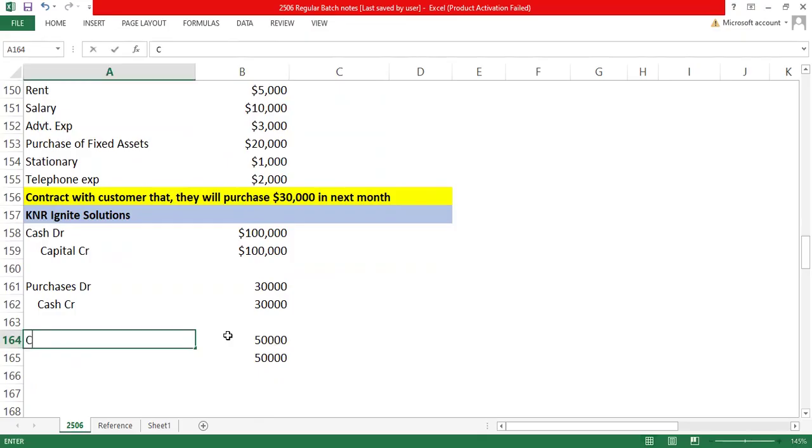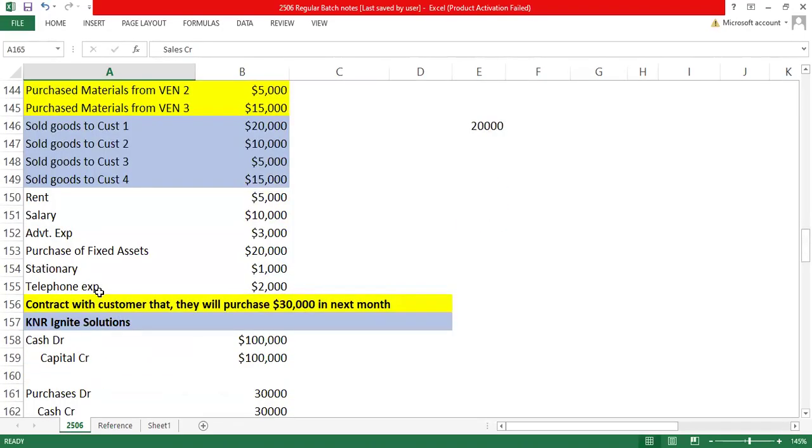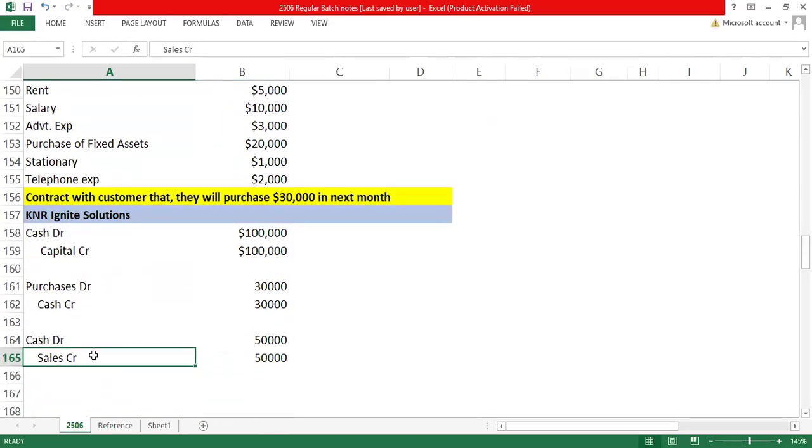So cash debit because I'm receiving 50,000, and sales because I don't want to put customer names. From all the customers, I'm calling it sales. If it is a credit sale, you call it accounts receivable. As it is not credit, it is a cash amount, so I'm not going to put accounts receivable here.